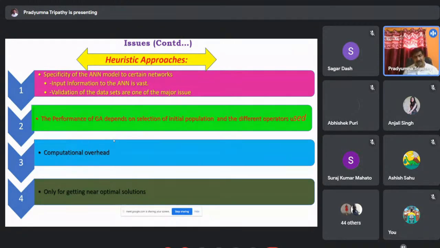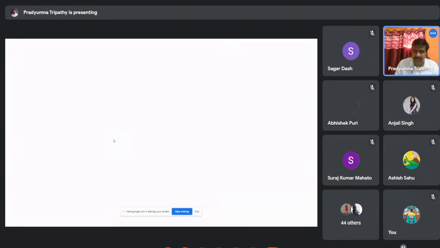If you go for a genetic algorithm, the performance of GA depends on the selection of the initial population. If your initial population is a good population, your convergence may be faster. If your initial population is not selected wisely, then the convergence will take some time. It is a computational overhead, and only for getting near optimal. So we are only getting the near optimal solution. We may not reach the exact solutions.